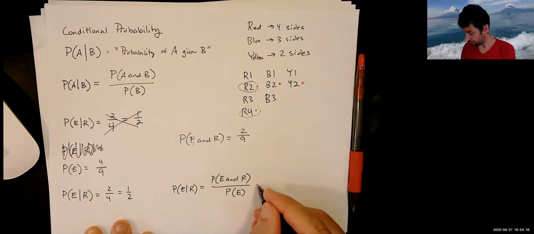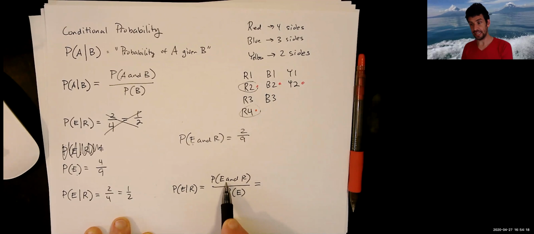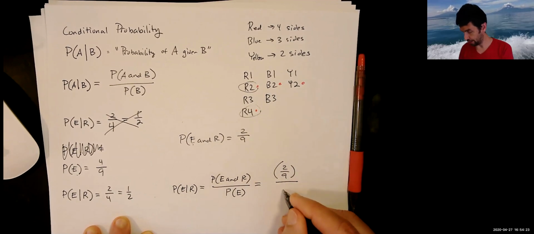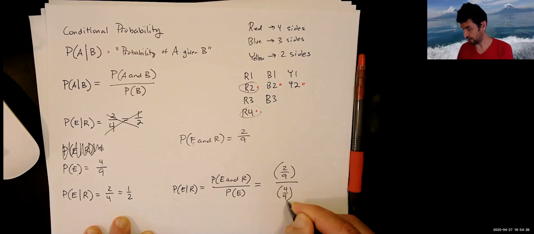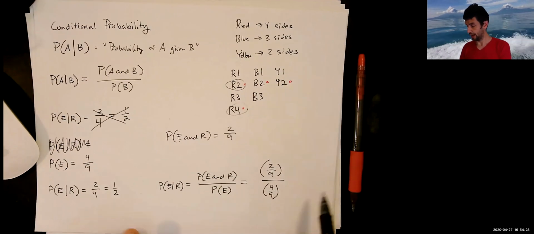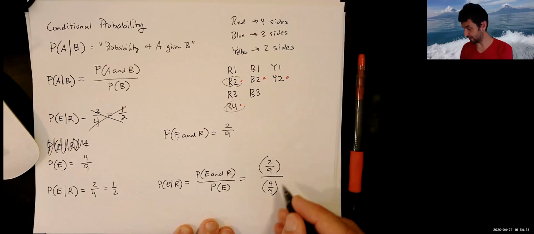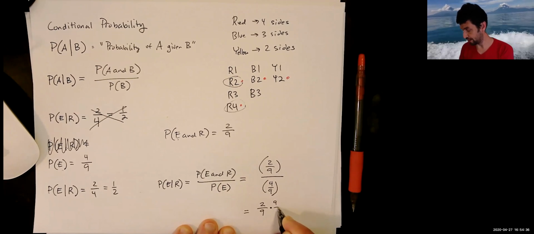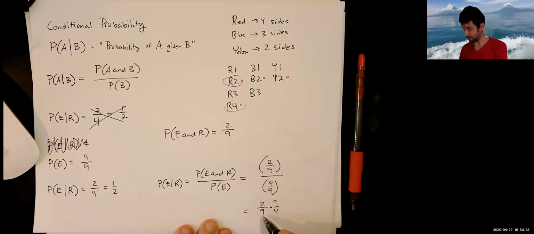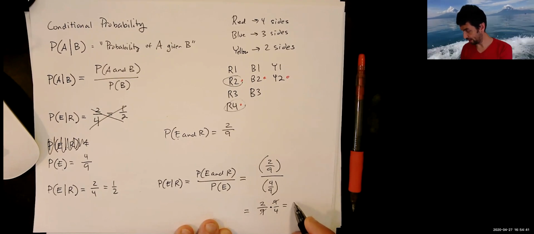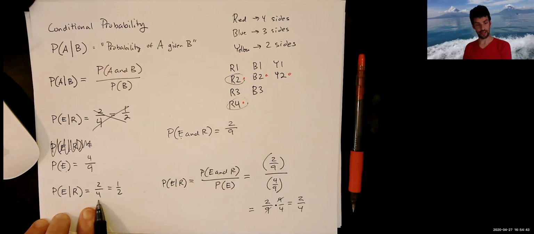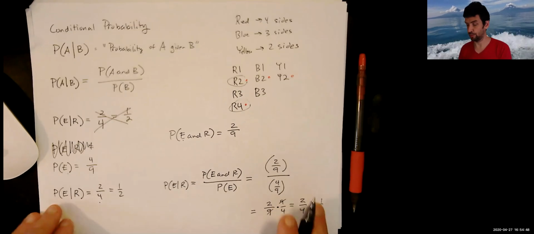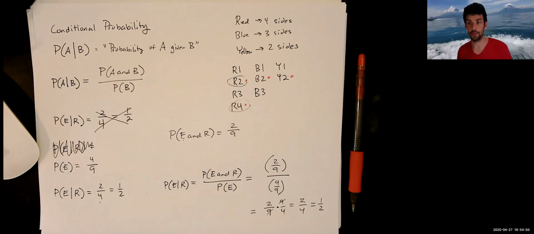Okay. So the probability of E and R is 2 out of 9. The probability of E is 4 out of 9. Right. How do we divide fractions like this? We multiply the numerator by the reciprocal of the denominator. Notice what happens. These 9s cancel. We get 2 out of 4, exactly the same number we saw over here, which reduces in the same way. So using that formula, we still get the same results.